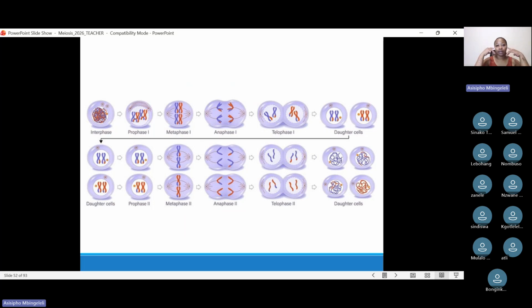And I like this diagram because you are able to see in each phase what happens in prophase for each division, right? So prophase 1 compared to prophase 2, metaphase 1 compared to metaphase 2.